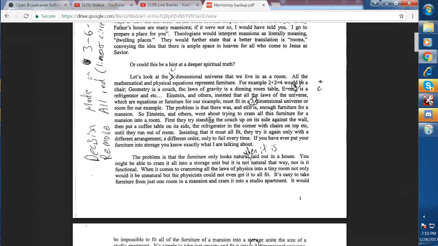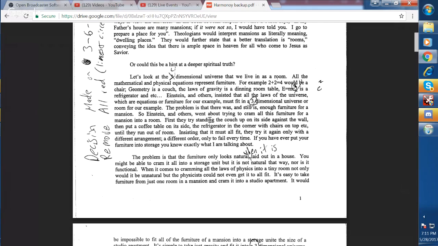And geometry is a couch. The laws of gravity is a dining room table, E equals MC squared is a refrigerator, and et cetera, et cetera. So I'm equating physics equations to furniture, in other words. And the thing is that Einstein and others insisted that all the laws of the universe, which are equations, or what I'm going to say, furniture, to make it simple, they have to fit inside a three-dimensional universe or rooms, for example. The problem is that there was and still is enough furniture for an entire mansion.